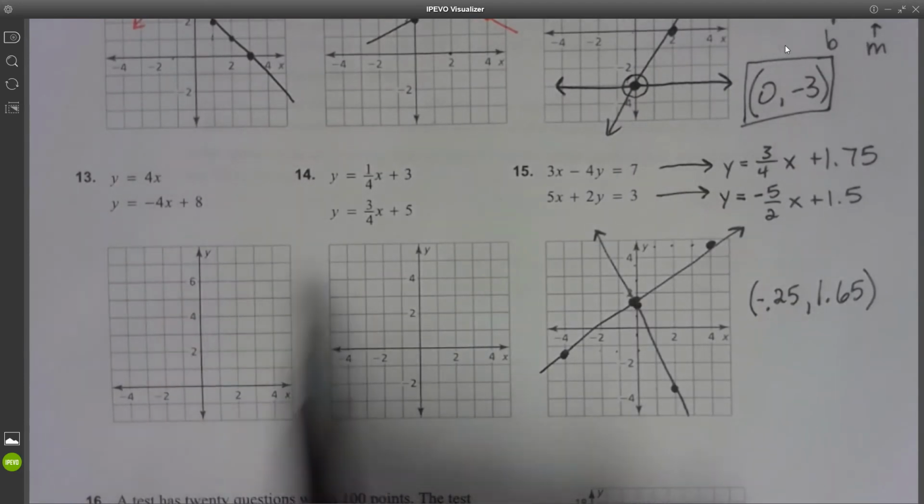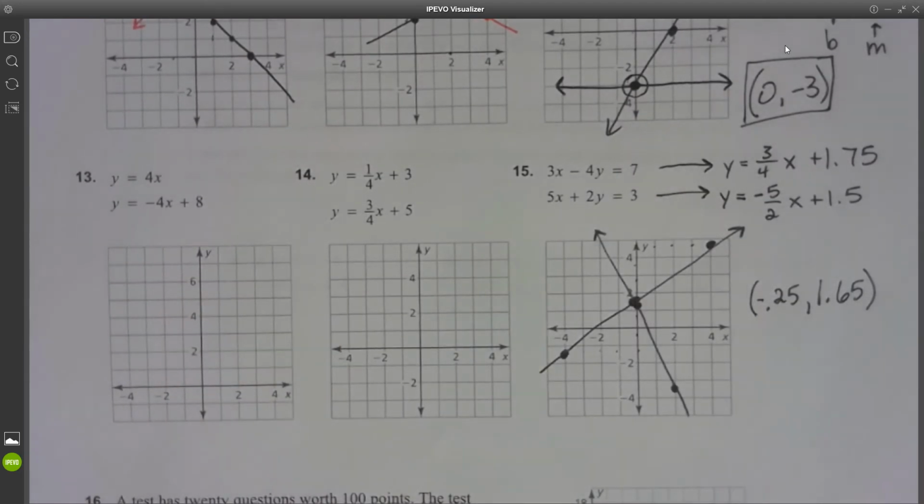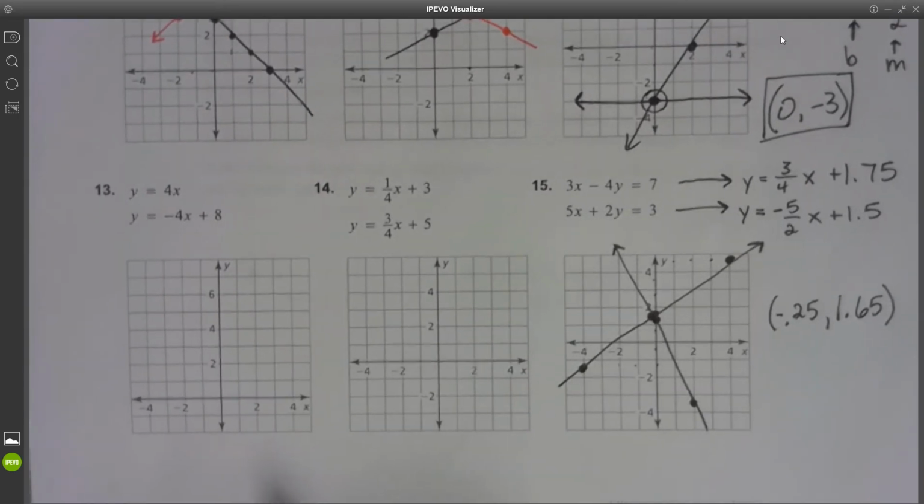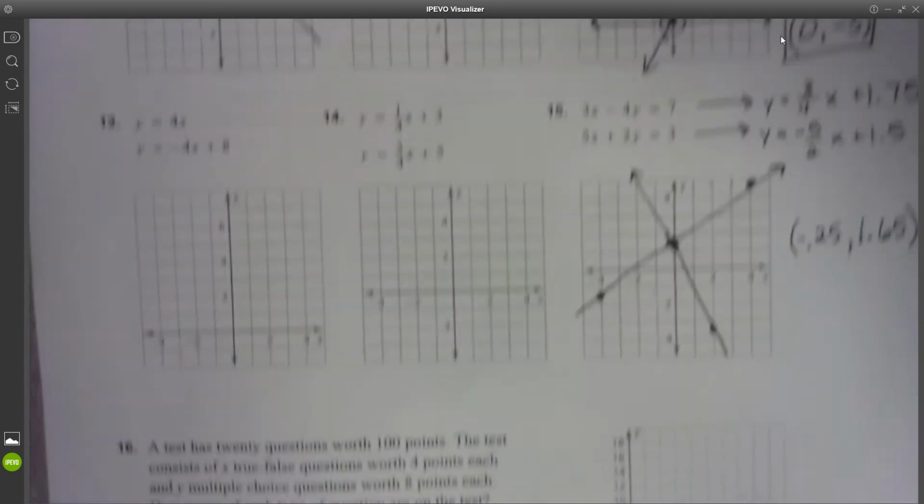Go ahead and try 13 and 14. Make sure that you feel comfortable about it. But let's talk about number 16 really quick.